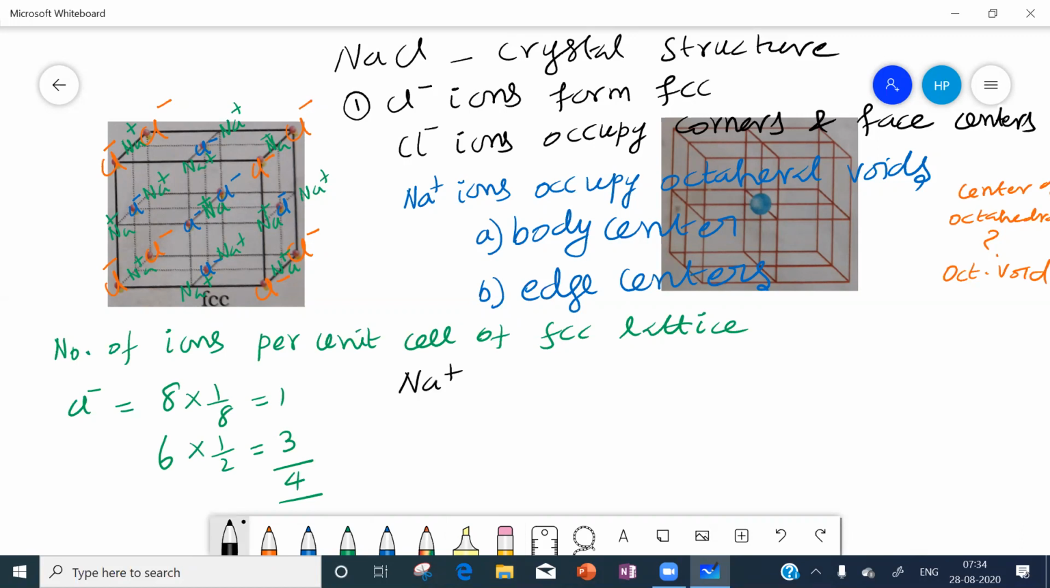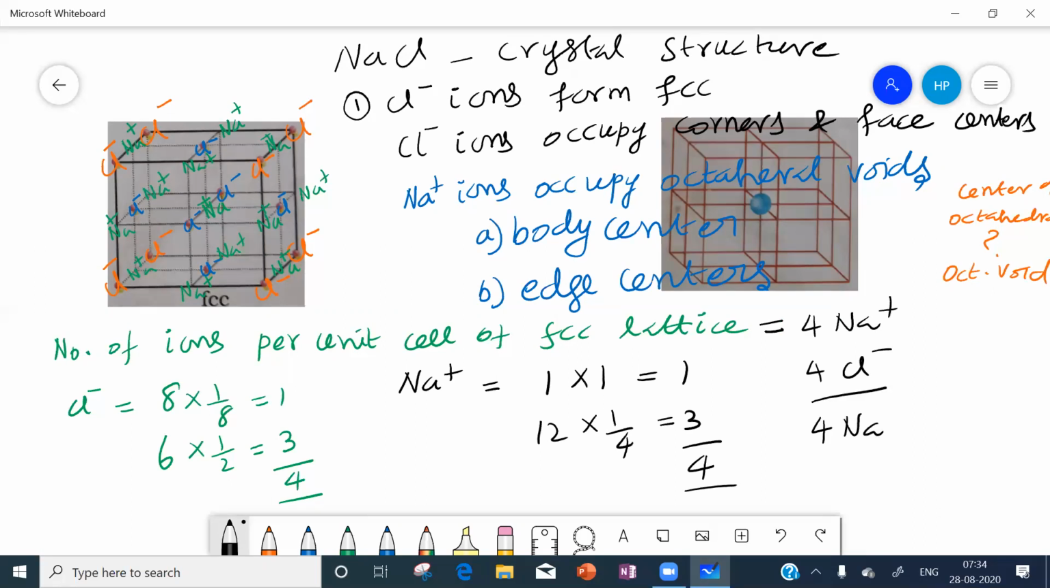Then we will see Na plus ions. Na plus ions we placed at body center. Body center is how many? 1. Body center gives full share, therefore 1. Edge centers, this is edge center. How many edge centers? 12 edge centers. Share is 1 by 4, therefore 3. Total is 4. So 4 Na plus ions, 4 Cl minus ions. Therefore in the lattice Na plus ions 4, Cl minus ions 4. Therefore NaCl is 4. So per unit cell, how many NaCl units are there? 4 NaCl units are there.